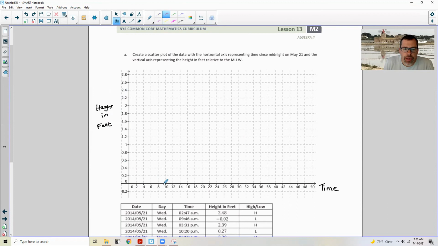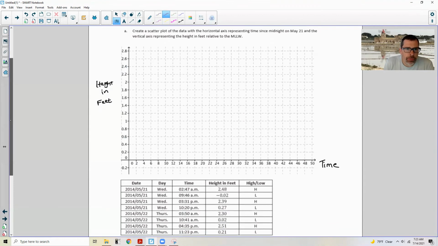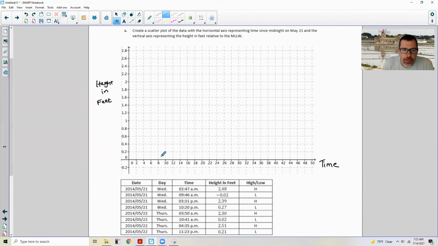Okay, so now I brought in the table from the prior page down here, and we will graph it. So starting at midnight, it is 0, 0. 2:47 a.m. would be, here's 3. 2:47 would just be to the left of that. And it was 2.48. So it'd be about here roughly. So that's this data.